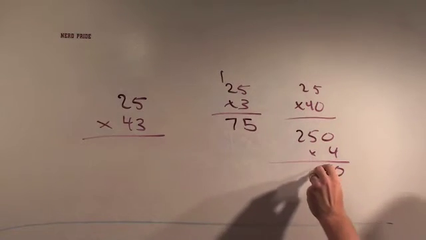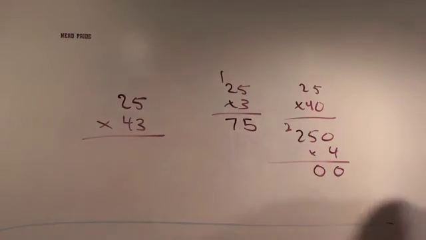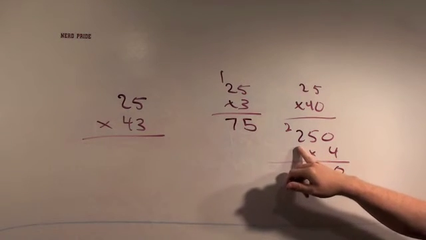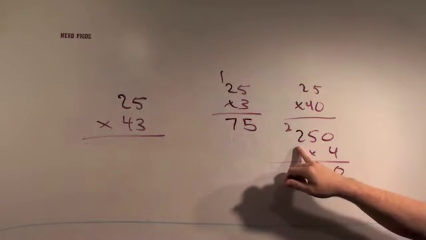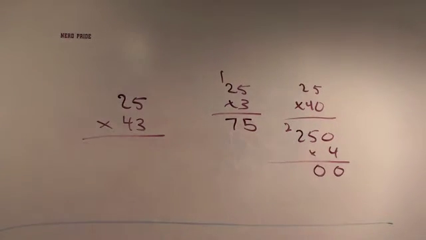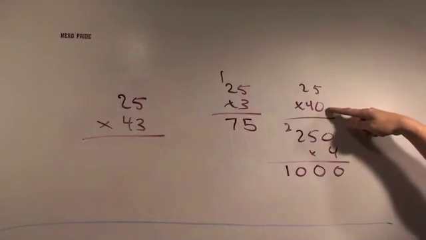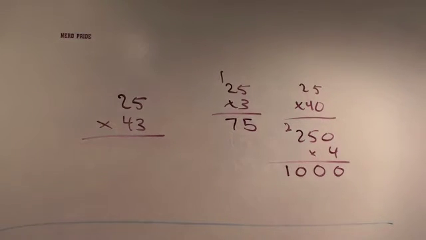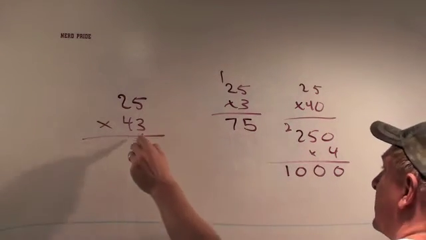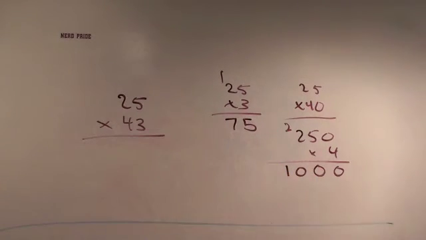20, so we would write a 0 and carry the 2. 4 times 2 is 8. And 8 plus 2 is? 10. So 250 times 4 is 1,000. So 25 times 40 is 1,000. And so we would get 25 times 43 is the same as 1,075. 1,075, okay.